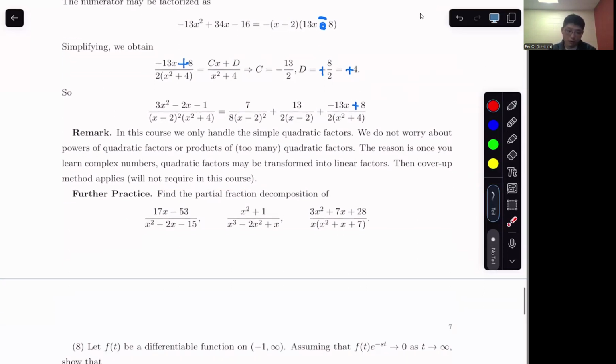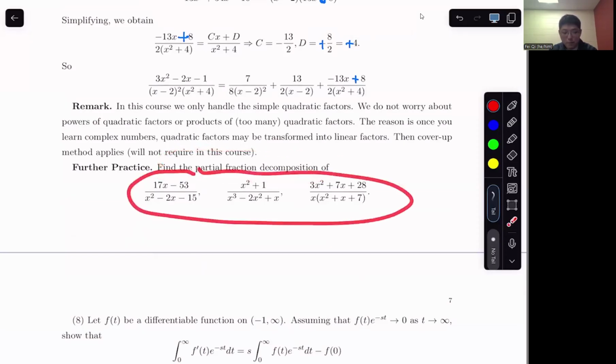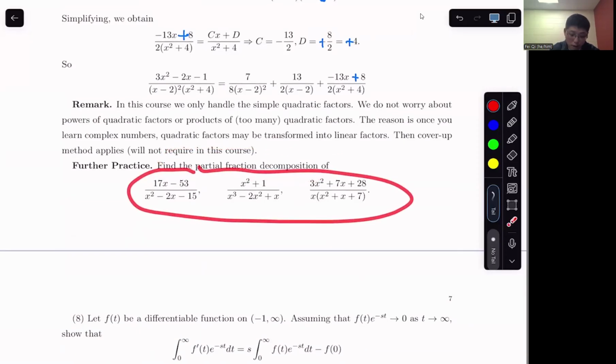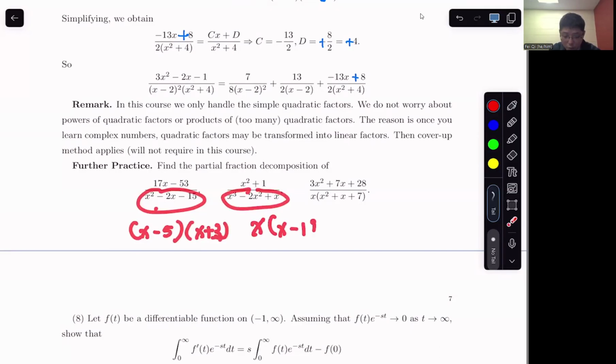Okay, so for further practice, you should try to find the partial fraction decomposition of these guys. For the first guy, you use trial and error. You could factorize the denominator as x minus 5 and x plus 3. So then this will be a simple cover-up method as we see in the quiz problem. This one will be factorized as x times x minus 1 squared. So you need to handle a power over here.